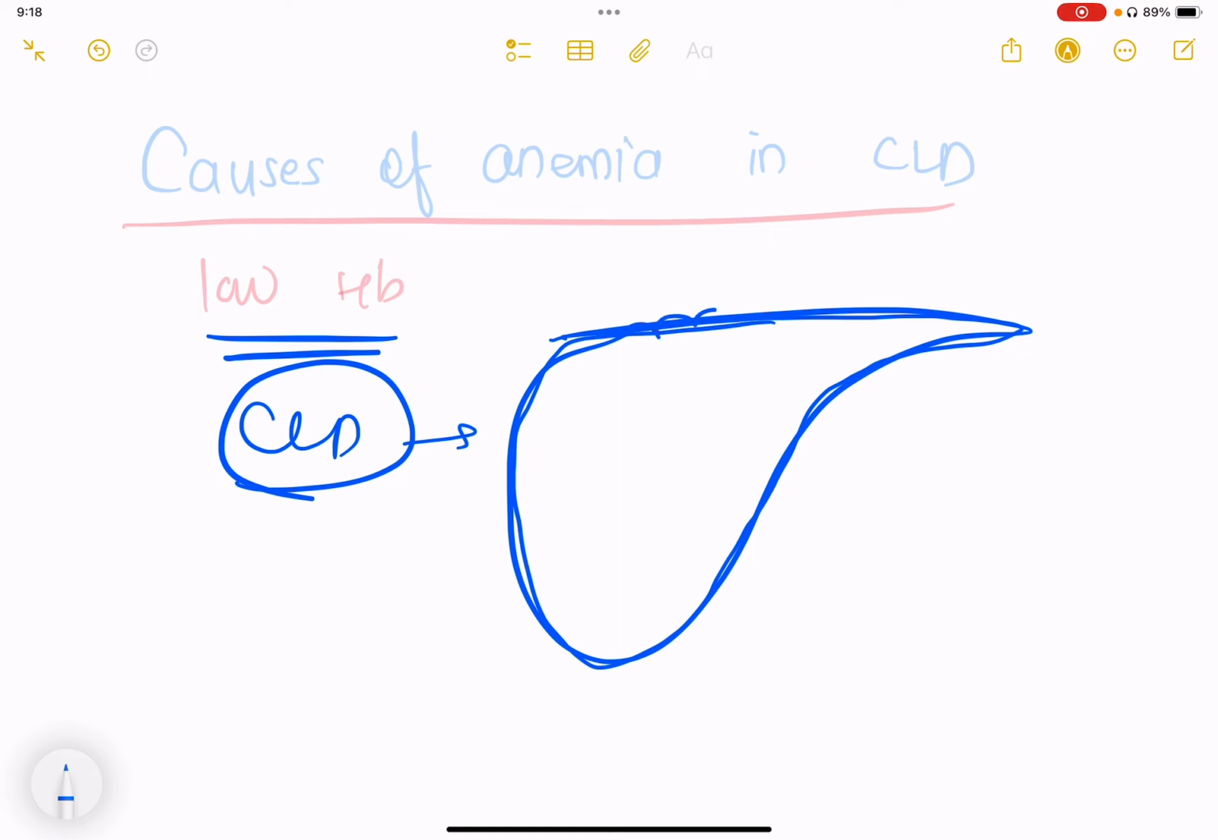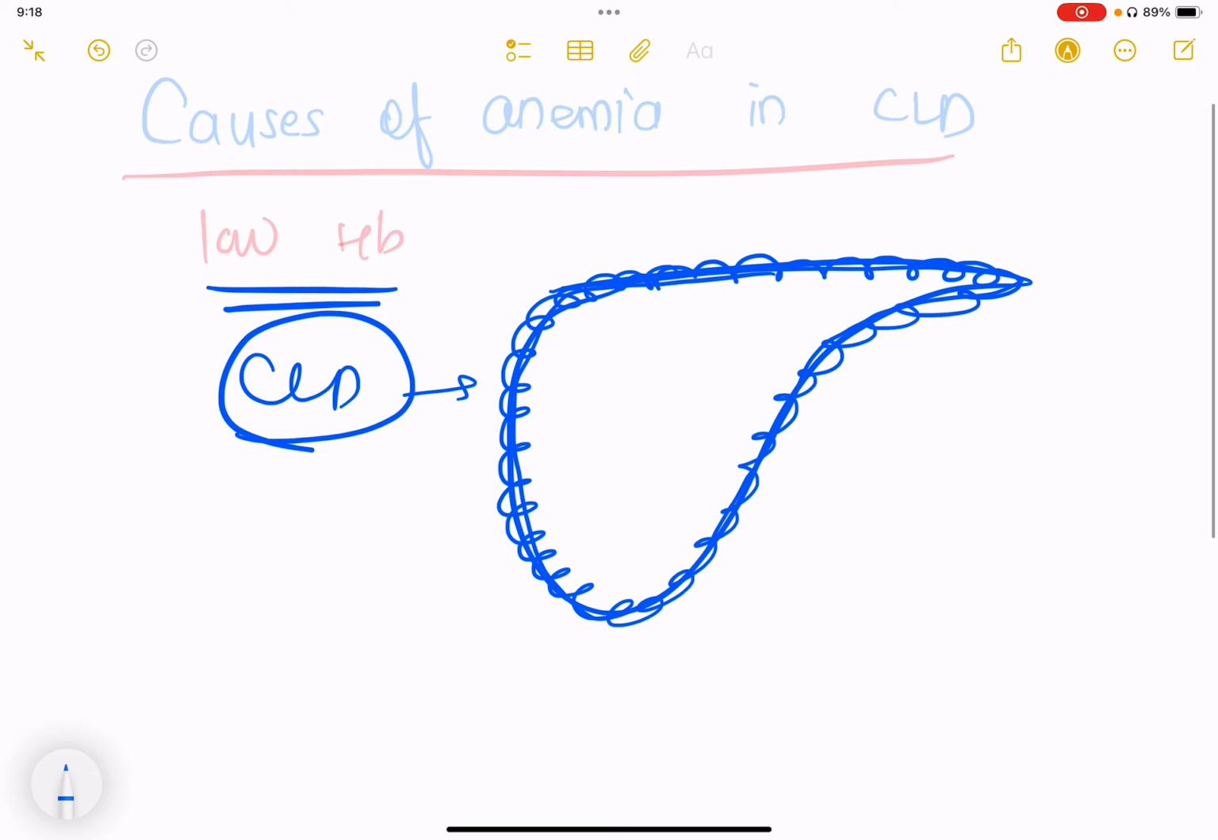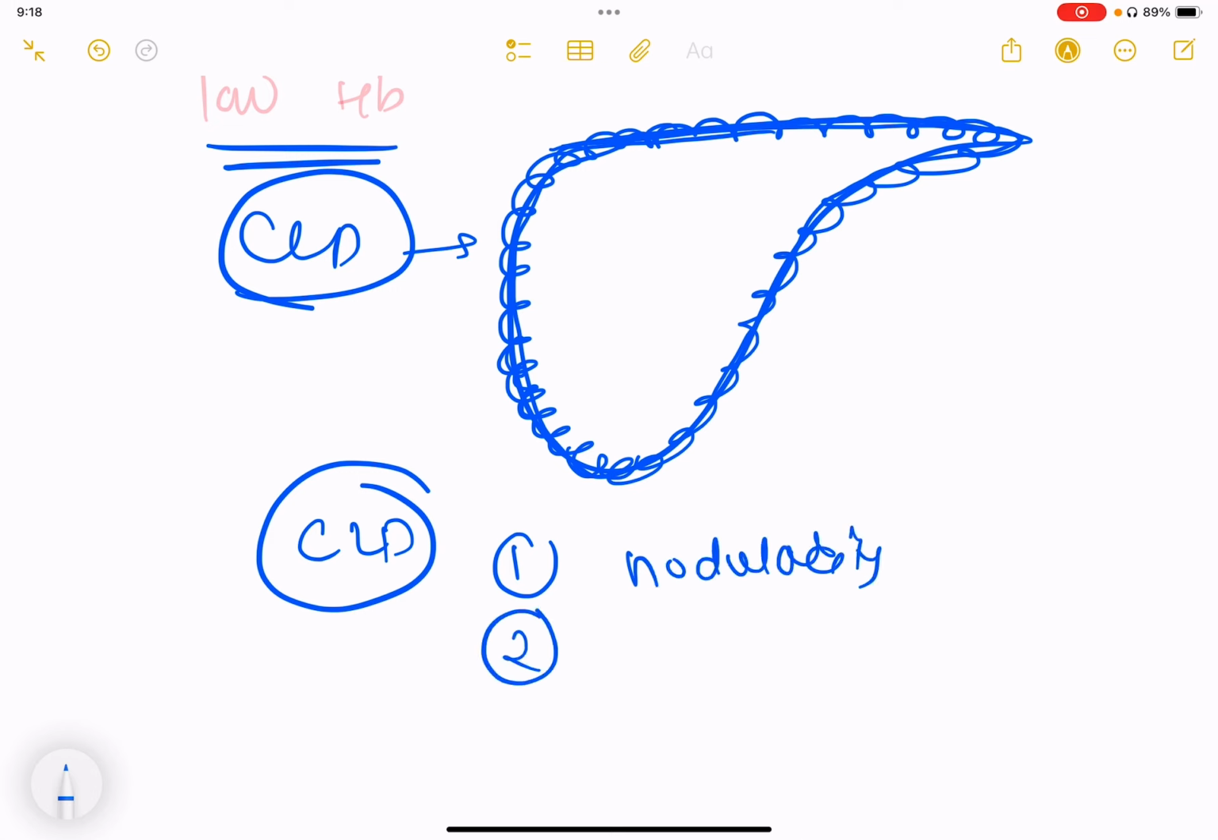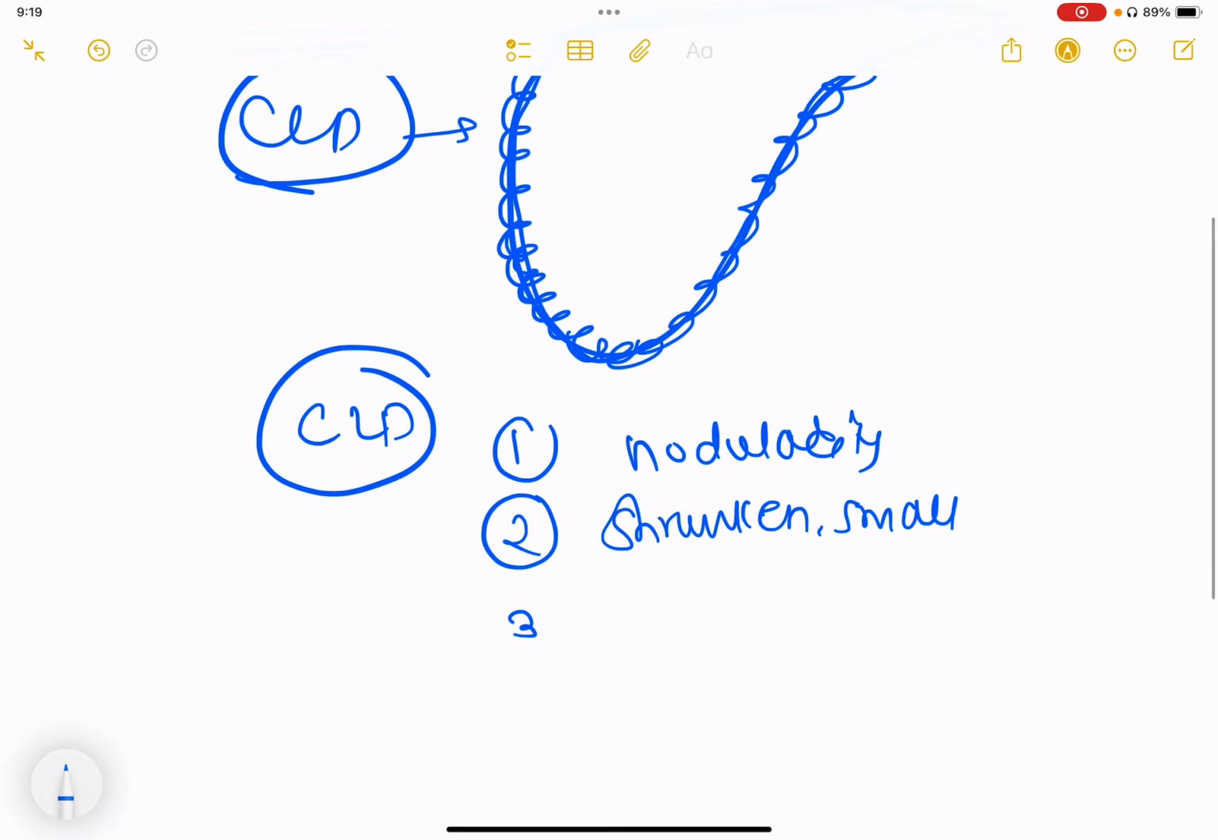So very commonly, when we get irregular margins of the liver, whenever we can see small nodularity on the liver, we can label it as the patient has CLD. So prominence of this nodularity, granularity on the liver surface suggests CLD. Nodularity is one thing. Second thing, if the liver appears shrunken or small, then that also indicates CLD.